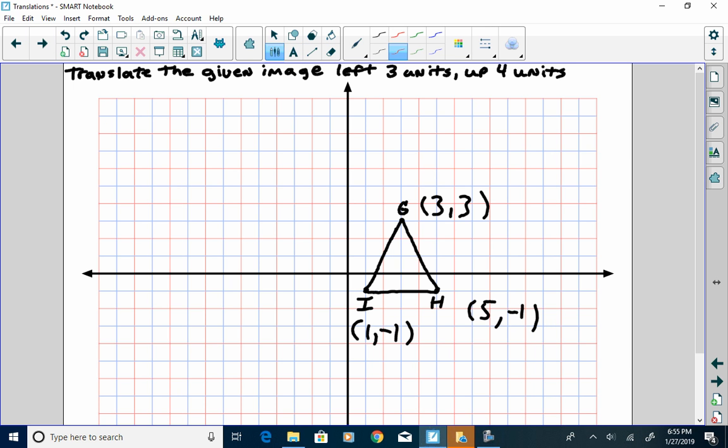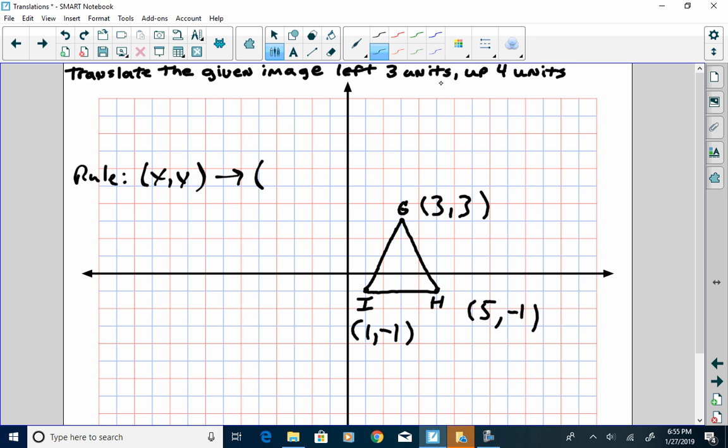All right, we're asked to take our triangle and translate the image 3 left, 4 units up. 3 left, 4 up. So if I'm using my translation notation, a rule would look something like this. X and Y go to.